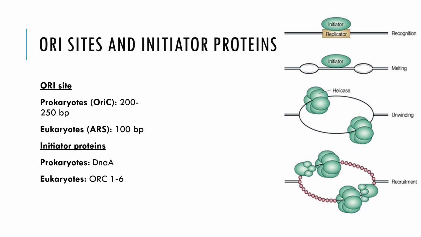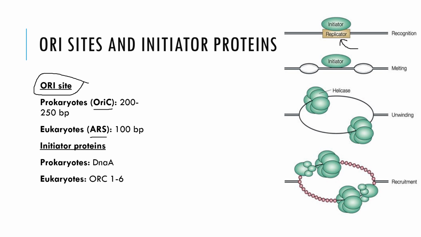Next are the ORI sites and initiator proteins. Before the start of DNA replication, we should note what the ORI site is. It is the origin of replication, and in case of prokaryotes, the origin of replication is called the OriC, whereas in case of eukaryotes it is called the ARS. So there are different names for the ORI site in prokaryotes and eukaryotes. Here you can see the replicator, which shows the origin of replication.